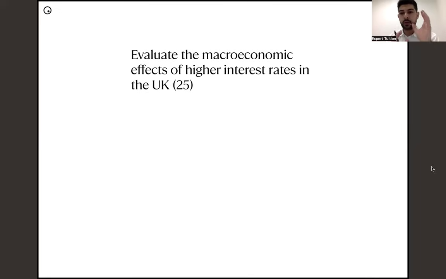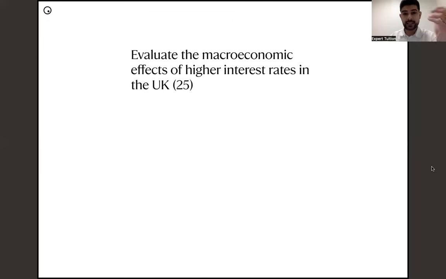Now, very importantly, just before I delve into the question, the terminology macroeconomic effects is a very broad question. It basically means that you could talk about any of the macroeconomic objectives: economic growth, unemployment, the current account, inflation, and so on. So it's really useful to understand what the question is actually asking, to ensure that you give them what the question is about. This is what I want us to do.